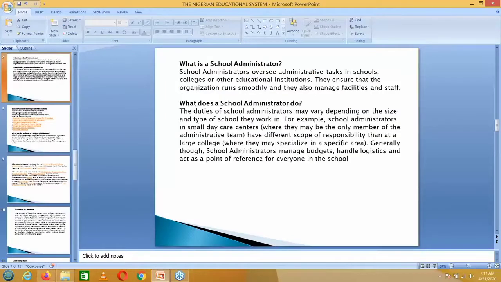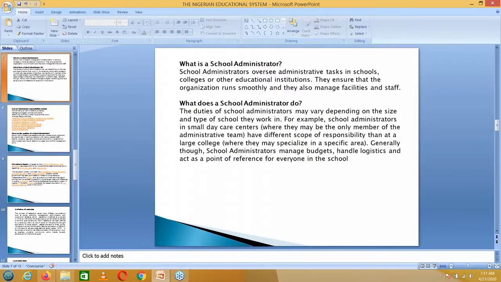Now let's go to school administrator. Who are the school administrators? What does a school administrator do? What are the duties of a school administrator? What are the qualities of a school administrator?